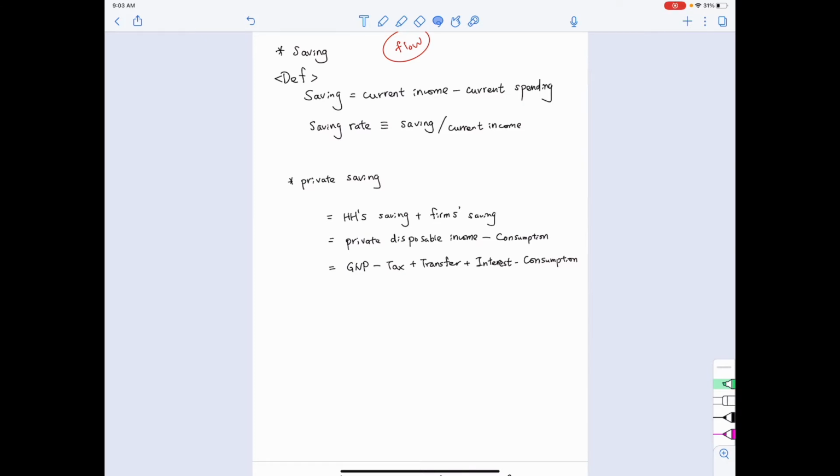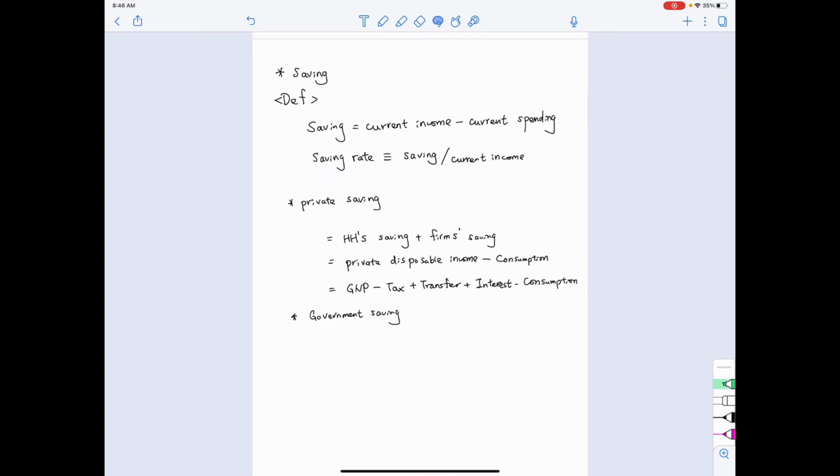After looking at the private saving, we know the government is also an important player in the economy. Therefore, we also need to look at the government saving. As we know, saving is the current income minus the current spending. Therefore, we define the government saving as the net government income minus the government expenditure. That is the current income minus the current spending. The net government income is defined as tax minus transfer minus interest, and then we subtract the government expenditure. So it in fact equals how much the government receives minus how much the government pays.